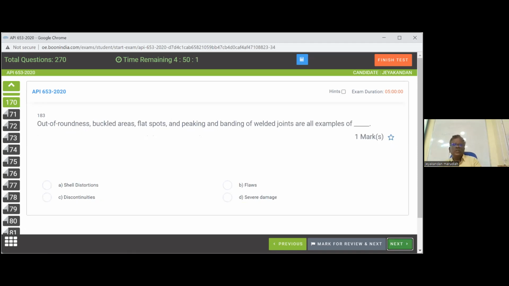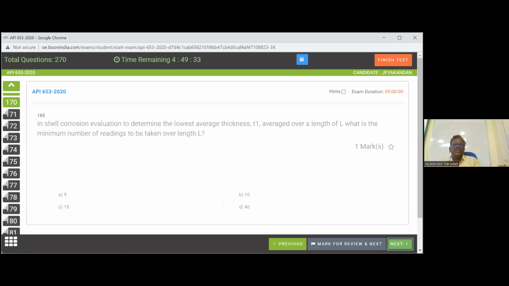Out-of-roundness, buckled areas, flat spots, and peaking and banding of welded joints are all examples of shell distortion. These are the examples of shell distortion. Okay, next. The maximum critical length allowed in a locally thin area is 40 inches. It cannot be more than 40 inches. 3.7 square root of DT2, but not more than 40 inches. Next. In shell corrosion evaluation to determine the lowest average thickness T1 averaged over a length of L, what is the minimum number of readings to be taken over length L?